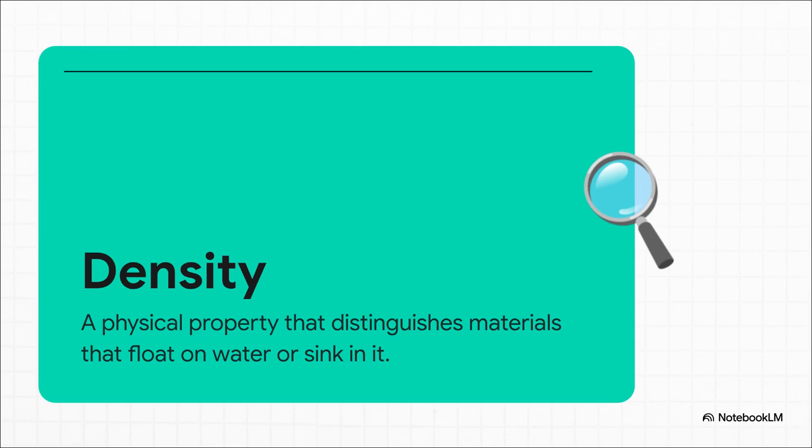Let's just zoom in on one really important physical property, density. All that means is how much stuff is crammed into a certain amount of space. And this one little property has a huge, visible effect on how things interact with each other.